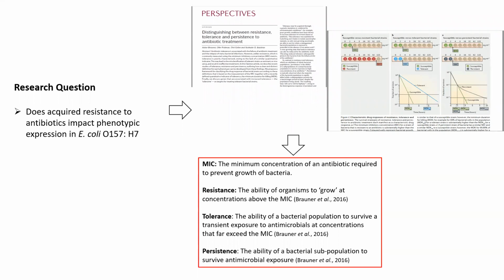So for the sake of this, I just outlined certain definitions that would be very helpful. MIC is the minimum inhibitory concentration of an antibiotic. So basically the minimum concentration required to prevent growth of a bacteria. Resistance is the ability of organisms to grow at concentrations above the MIC. An example: if the MIC of, let's say, streptomycin is 20 micrograms, and this is just an example, if a bacteria is able to grow above 20 micrograms, then you can say the bacteria is resistant to streptomycin.